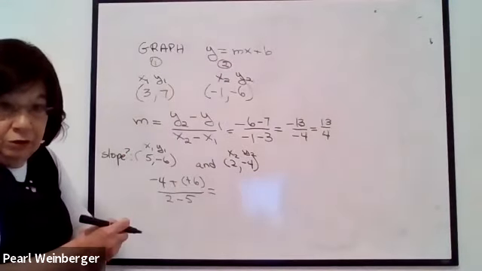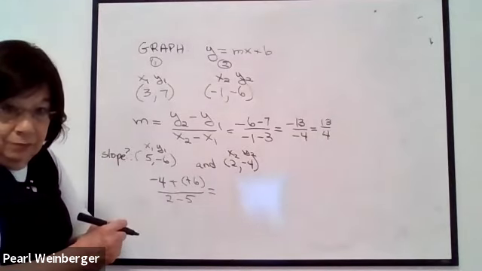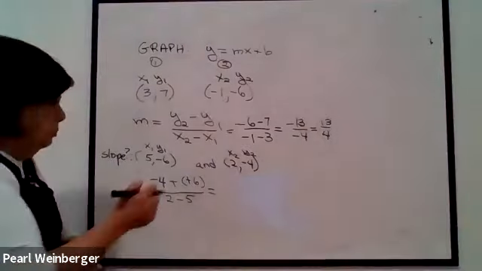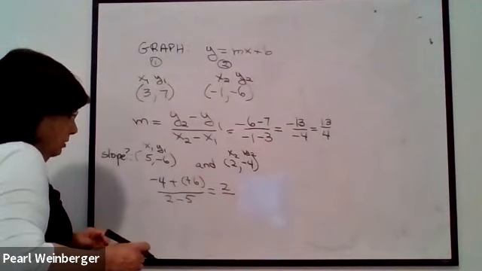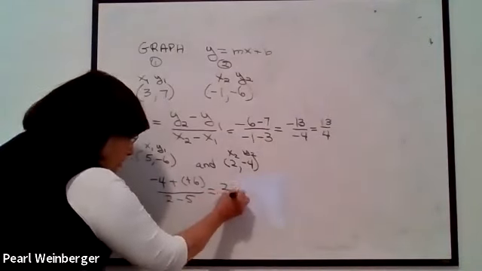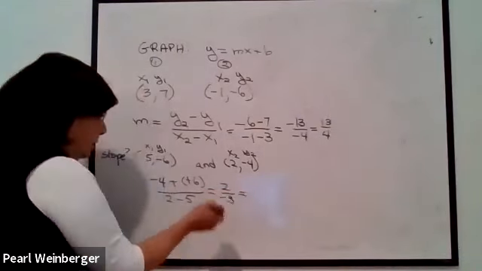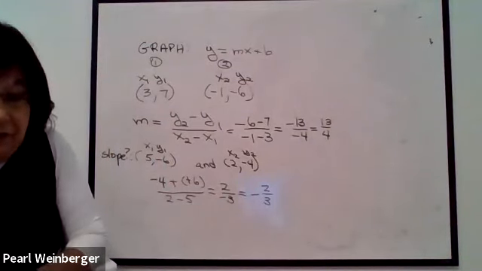So I did it wrong. 2. Yes, +2, good. And on the bottom, what are you getting? -3. So my slope comes out to be 2/-3. As I said, we usually don't leave the negative in the bottom. We generally just put it on top. It's -2/3. Be very careful with your signs of your numbers.